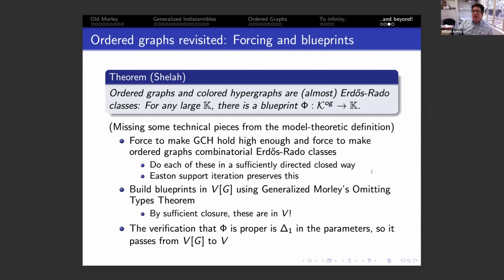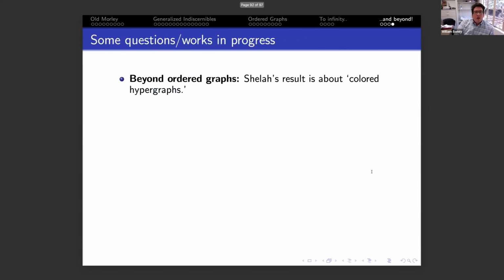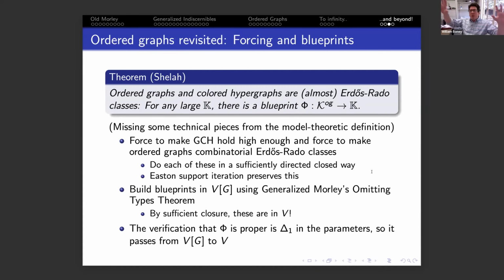And you need to verify that it's actually a blueprint and does all the things. This is called properness, but this verification is just Delta one in the parameters, so it passes from the forcing extension. If you think of it as a function from types to types, you're just saying that they go here in the right way and stuff like that. So even though you have to force to get the combinatorics, you get the blueprints in the ground. And this is really great.